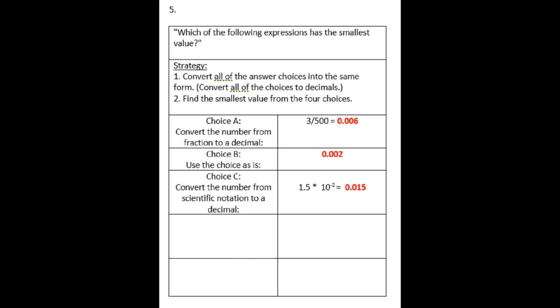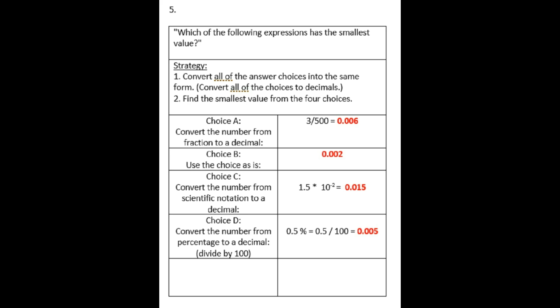All right, so for number 5, and this is our last problem, we're looking at our answers to see which of the following expressions has the smallest value. Our strategy is to convert all of the answer choices into the same form, and I'm going to choose decimals. And we're going to find the smallest value after we convert them. So choice A is just to convert that number from a fraction to a decimal. 3 over 500, if you put it in the calculator, is 0.006. Choice B, we can just use that as is. They made that one easy.